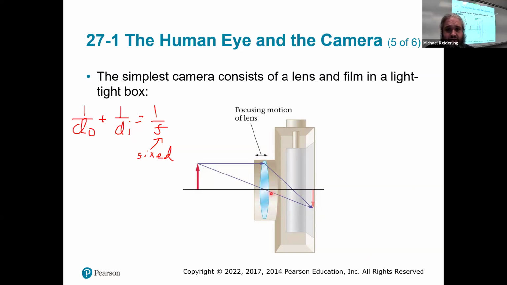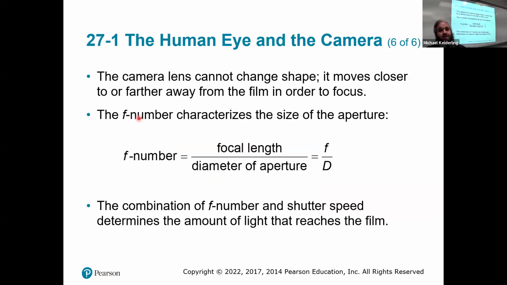So for your eye, you vary the lens and change the focal length. For a camera, the focal length is fixed because you can't change the lens. So you vary the distance between the lens and the film and change the image length. So the camera lens can't change shape. It moves closer or further away from the film in order to focus.